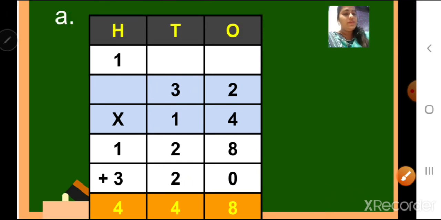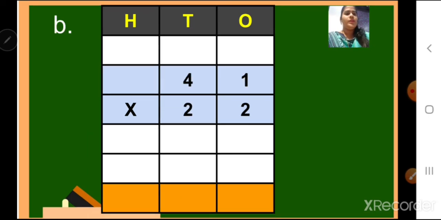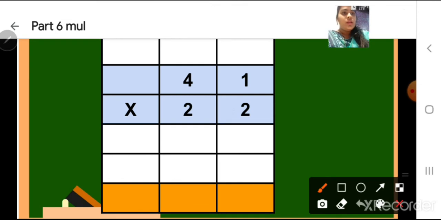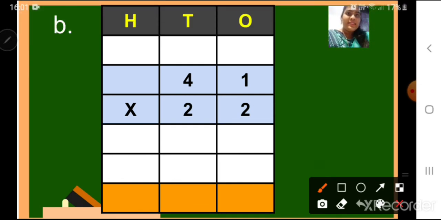Note down, children, everyone, solve it. Now the next question, B1, which is 41 multiplied by 22. Okay. Let us start from ones place. Okay, from right to left. 2 ones are 2, 2 fours are 8. Okay. Now this is over. There is no carry over.